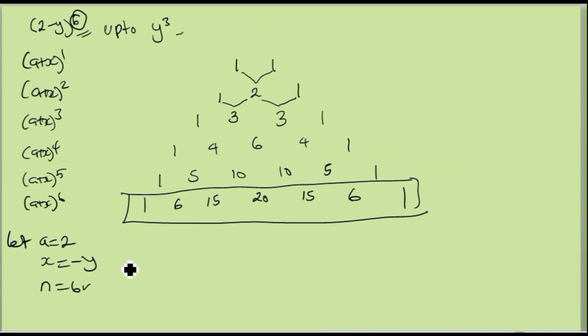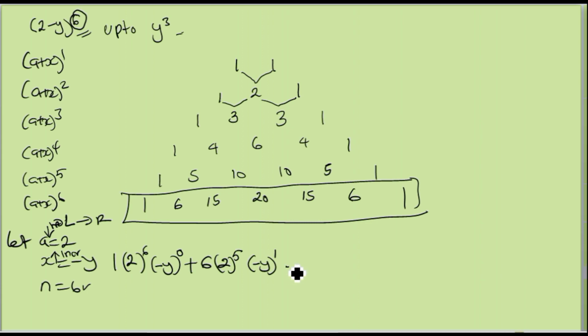In Pascal's triangle, we said when you expand, moving from left to right, the powers of a are reducing as the powers of x are increasing. So it means our first term here will be 2 power 6, and then negative y power 0, and the coefficient is 1. Then you add 2, again 2 here, the power reduces, becomes 5, and then negative y, the power increases, becomes 1. The coefficient is 6.